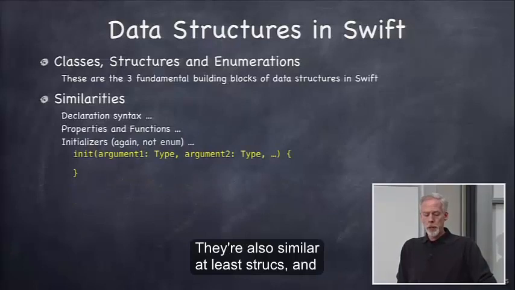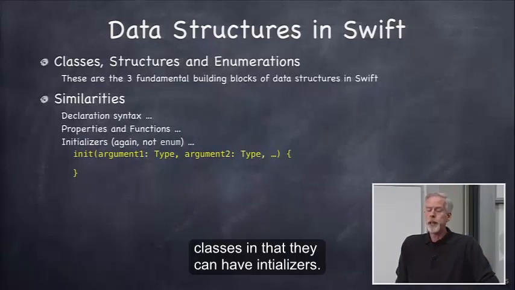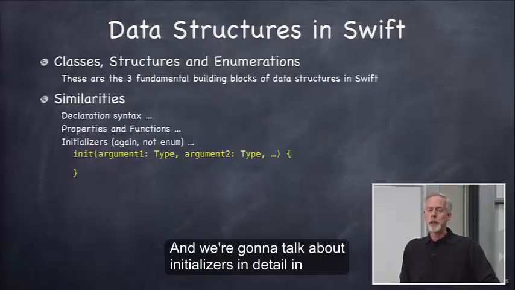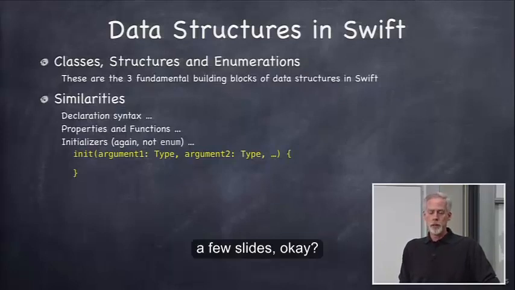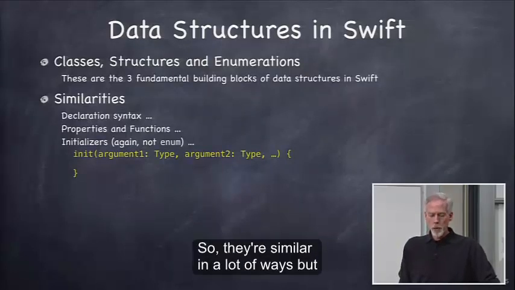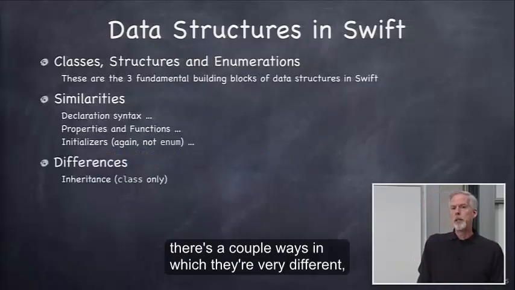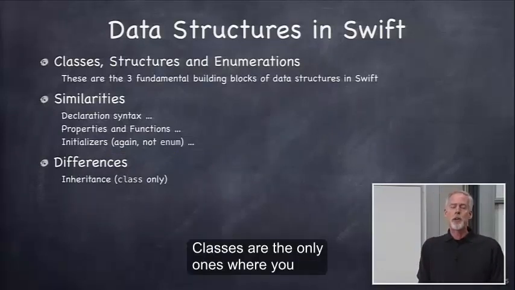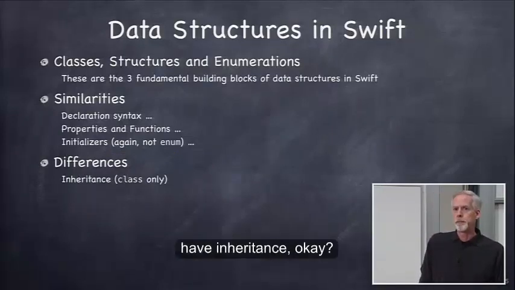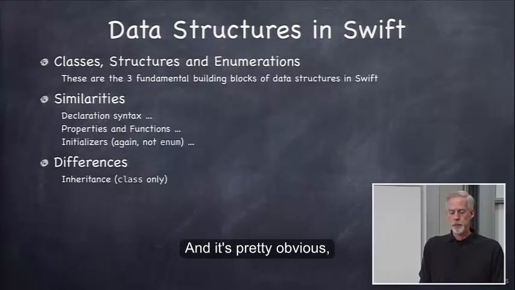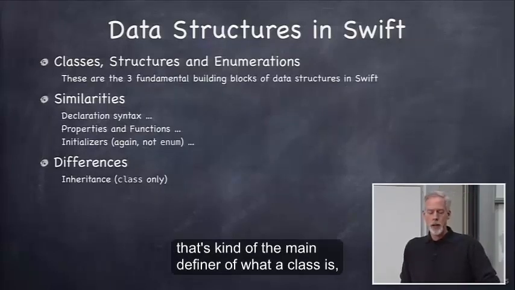They're also similar, at least structs and classes, in that they can have initializers. And we're going to talk about initializers in detail in a few slides. Okay, so they're similar in a lot of ways, but there's a couple ways in which they're very different. All right, classes are the only ones where you have inheritance. Okay, and it's pretty obvious.